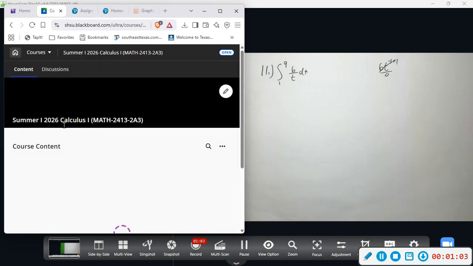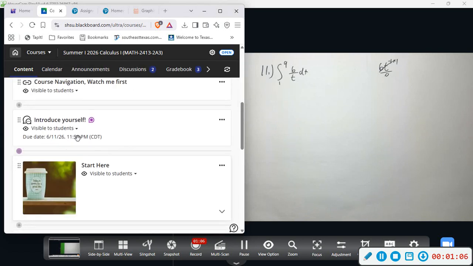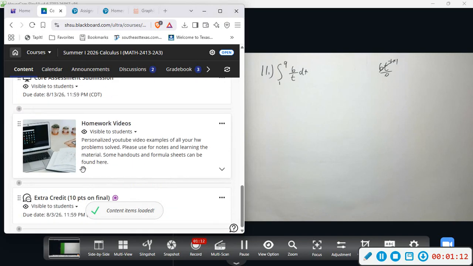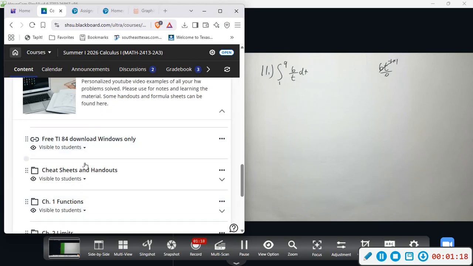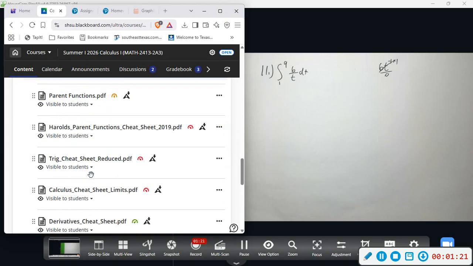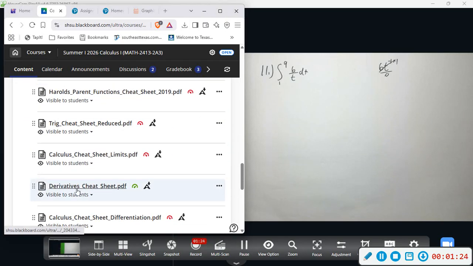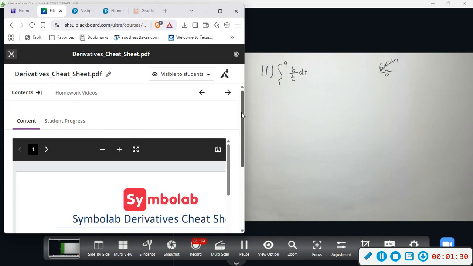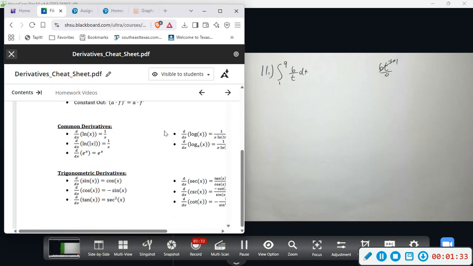So we're going to go to our derivatives, and again we're looking for derivatives because we're trying to find the antiderivative of some function. Cheat sheets, handouts, and we're looking at our derivatives or differentiation. They both give you about the same information. One's a little more simplified. All right, so right here, common derivatives, you see how we have the derivative of ln of x is 1 over x. They also have one that just shows you the absolute value is still 1 over x.